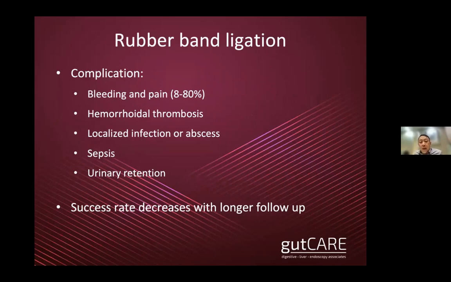So complications of rubber band ligation are reported anywhere between 8 to 80%. Don't forget that after the ligation, next day patient can have hemorrhoidal thrombosis, external hemorrhoid thrombosis. They can get localized infection or abscess. So when a patient post-procedure asks for consult, please make sure it's a proper consult, not a teleconsult. Come, examine, make sure they don't have a thrombosed hemorrhoid or abscess and all that. Some patients can have sepsis, urinary retention, also part of the complications. Success rate will decrease with longer follow-up. In other words, over time, they will recur.